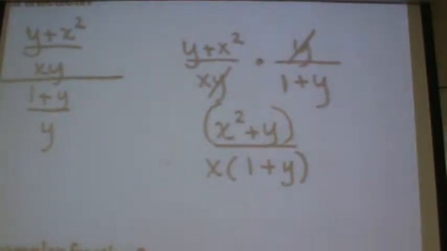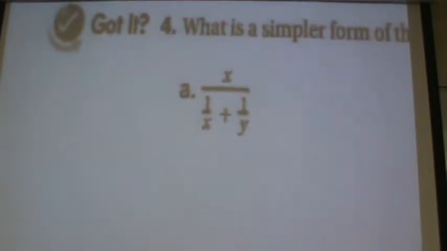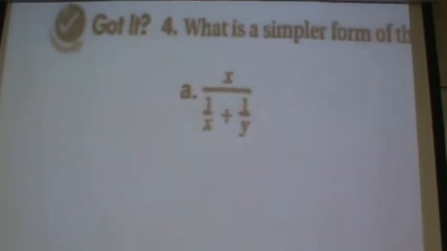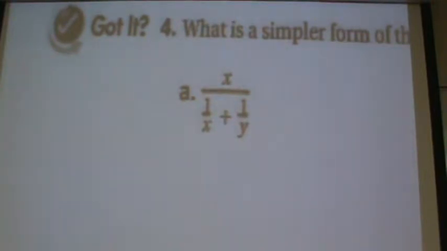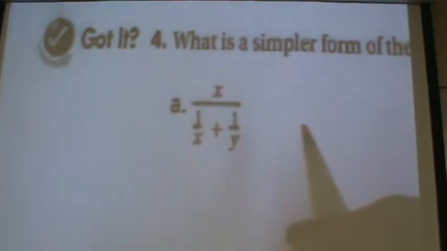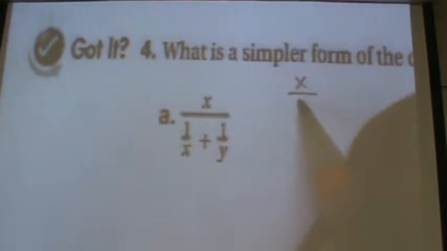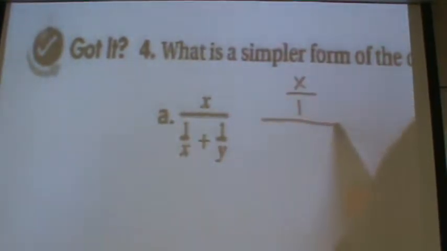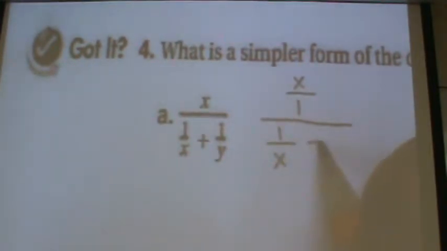Okay, next. Now remember, a complex fraction could have a fraction in the numerator, the denominator, or both. This one doesn't have a fraction in the numerator as you see it, but I see it differently. I see a fraction in the numerator. Can you make a fraction in the numerator? X over 1. Yeah. That's your main fraction line. And then you have 1 over x plus 1 over y.